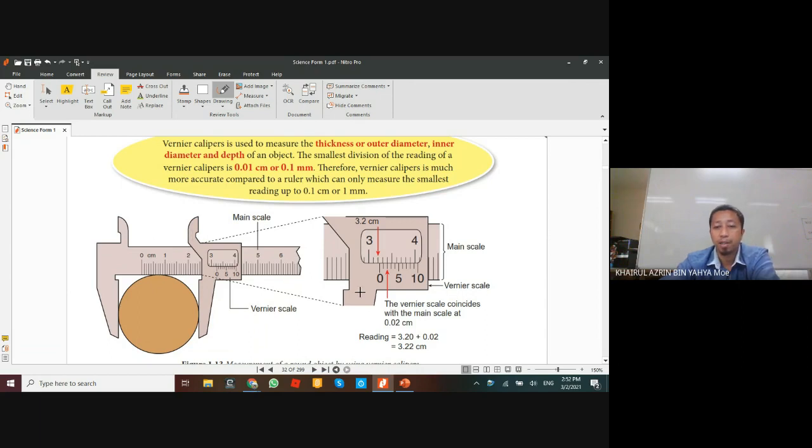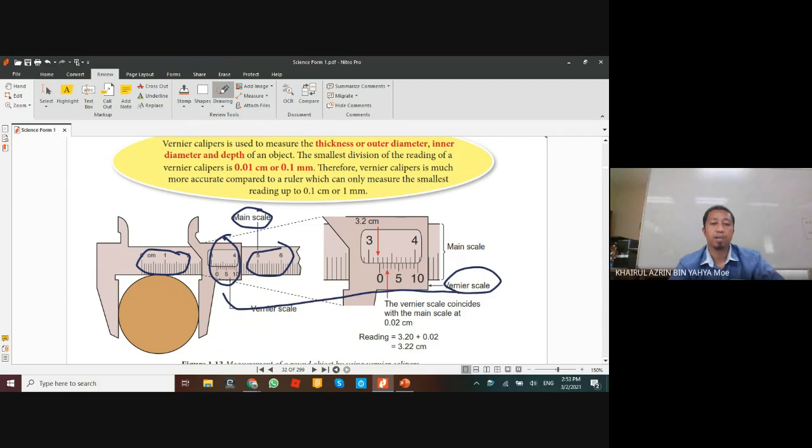Okay. So we have here, this one we call the main scale. This is the main scale. And this one we call the vernier scale.